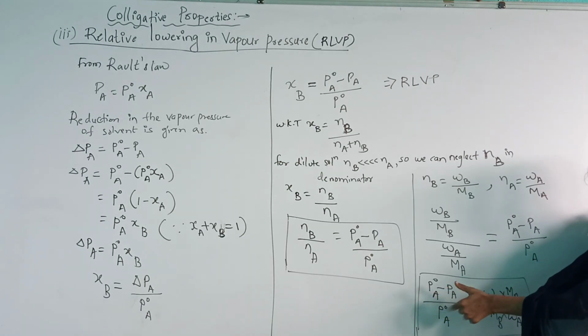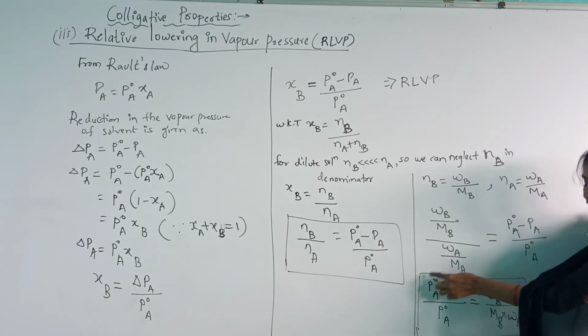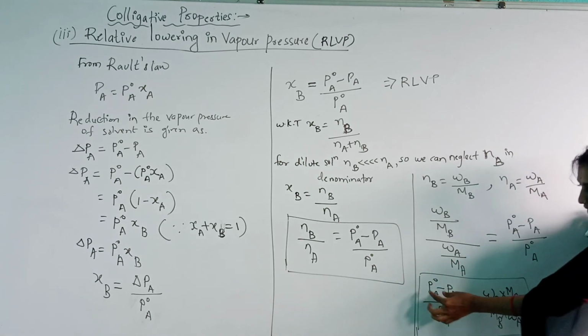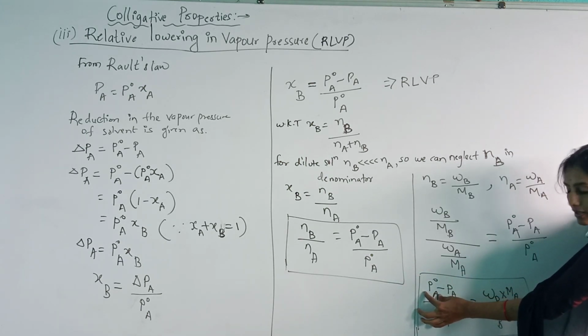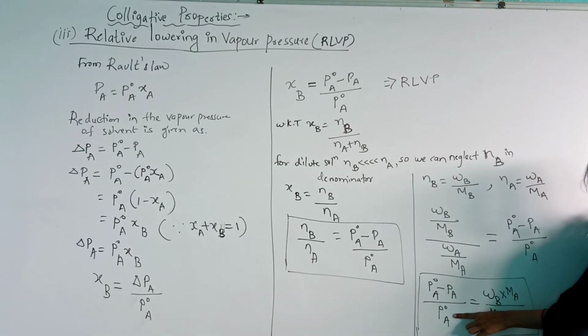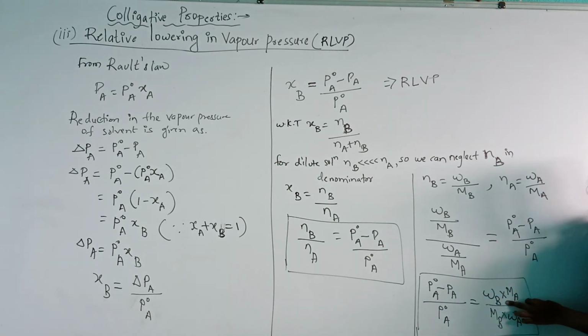P naught A here is the partial pressure of pure solvent. It is the difference, the complete term we will be giving. P naught A is the initial pressure of solvent, and PA is the pressure of solvent in the solution. Then WB refers to weight of solute, MA refers to molecular weight of solvent, MB refers to molecular weight of solute, and WA refers to weight of solvent taken.